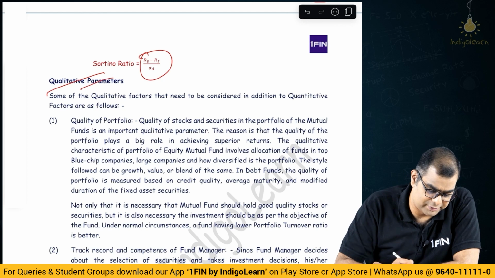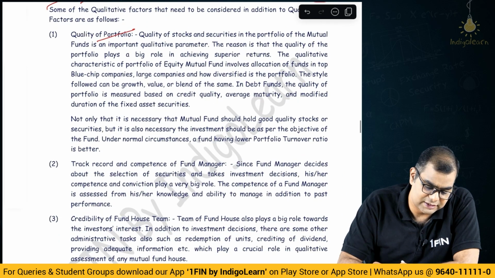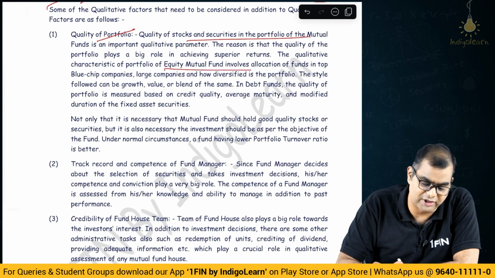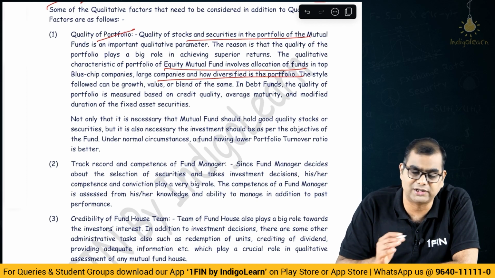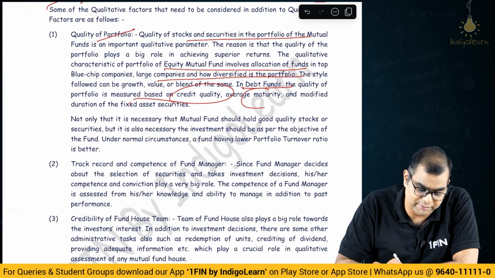Then you have qualitative parameters. Some of the qualitative parameters: the quality of the portfolio. Basically, what are the kind of stocks that you have? Do you have large blue chips, large caps, small caps? Whether they are value, whether they are growth, whether they are debt. Especially in case of debt funds, you look at what is the credit quality, what is the maturity, and so on and so forth. You look at various such factors.